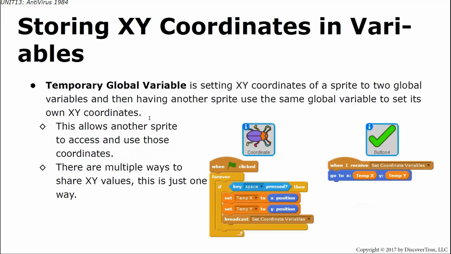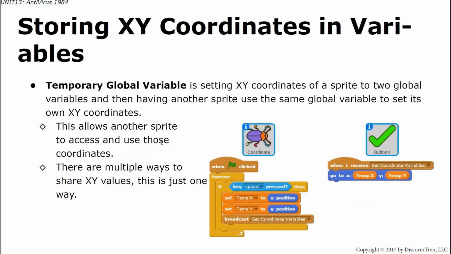Let's go and look at our presentation here. I use a term, I kind of made this up on my own. I guess that's what you do when you write a book, you just make up words. So I call it the temporary global variable, and it's just a temporary location that stores the XY coordinates that we gather from another sprite.